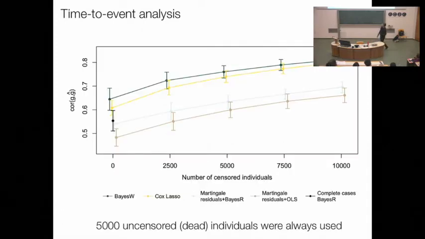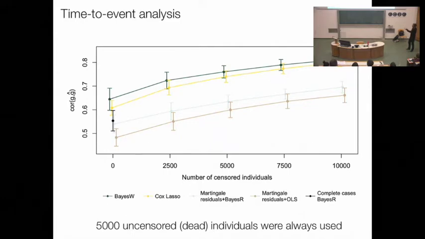And we can compare the correlation, in a simulation study of 5,000 uncensored individuals. Here, this is 5,000 uncensored individuals, and then we add this number of censored individuals to those 5,000 uncensored individuals. And this is the correlation between the true genetic values of those individuals and what we predict from our model to be in an independent set of simulated data. Our model, what we call Bayes W, is up at the top here in green. Cox-Lasso is down here in yellow.